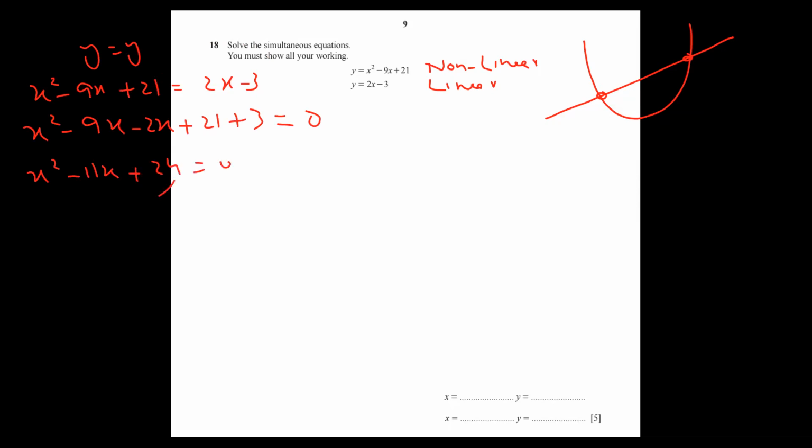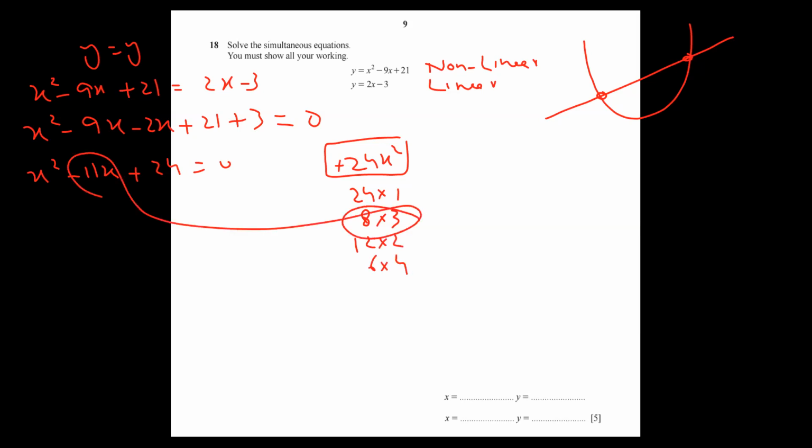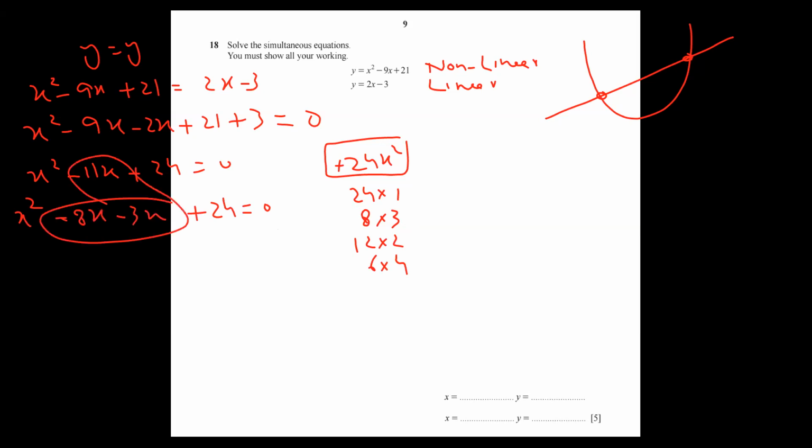Now we can factorize. You know the possible factors of 24 for the x squared product. What are the possible factors? 24 into 1, 8 threes are 24, 12 twos are 24, 6 fours are 24. But 8 plus 3 gives you 11. So x squared, copy 24, the first and last term, and 8x and negative 3x will give you negative 11. If you multiply these two, we get the answer.